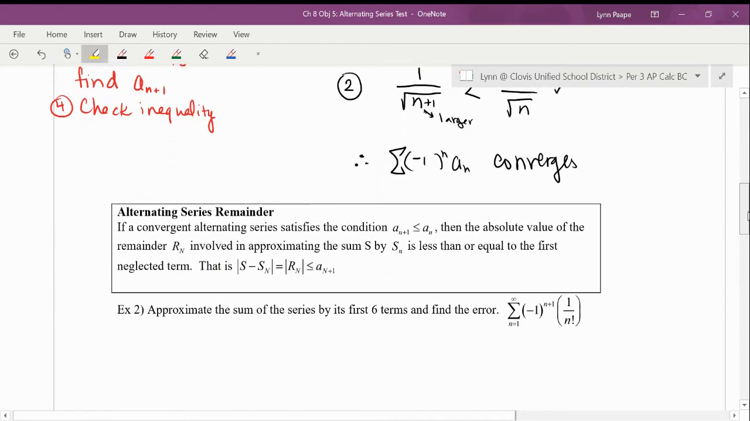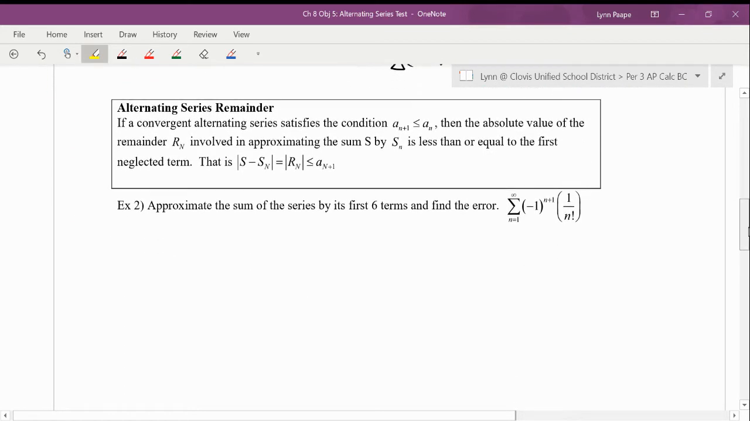All right, so that's all we would have to do, right? Okay, so let's take a look at the alternating series remainder. And we will have another remainder later on as well at the end of this chapter, so try to keep the two remainders separate from each other. But right now, we just have the alternating series.